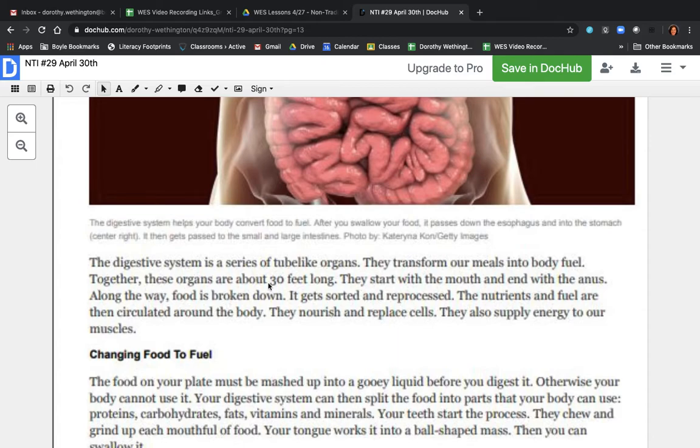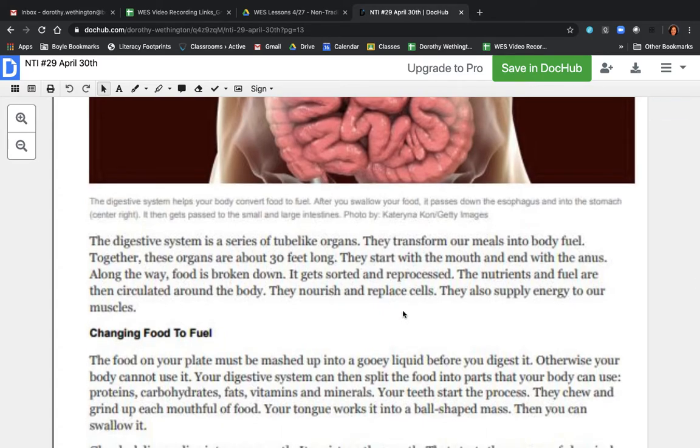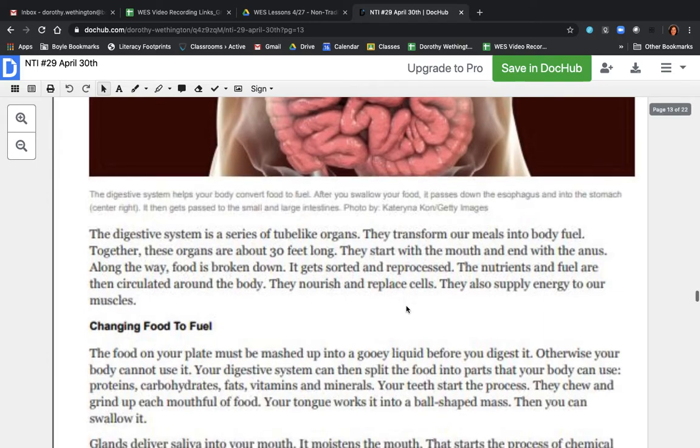The digestive system is a series of tube-like organs. They transform our meals into body fuel. Together, these organs are about 30 feet long. They start with the mouth and end with the anus. Along the way, food is broken down. It gets sorted and reprocessed. The nutrients and fuel are then circulated around the body. They nourish and replace cells. They also supply energy to our muscles.